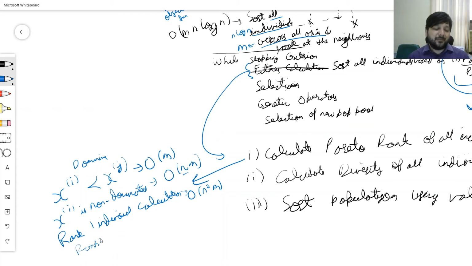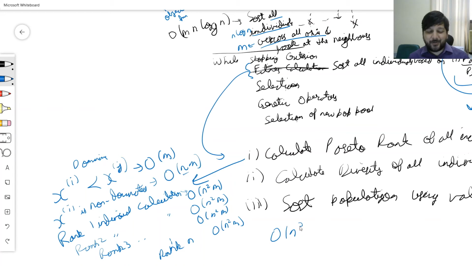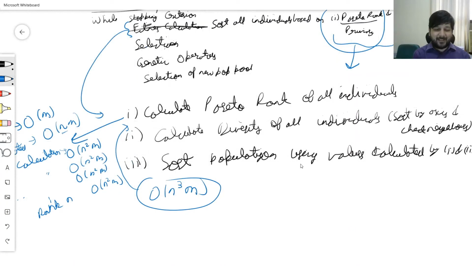Similarly, rank 2 individuals will be n square m. Rank 3 individuals will be n square m. And how many total ranks are possible? Maximum number of ranks possible is n. So it's O of n square m plus O of n square m plus O of n square m, so this is n cube m complexity, and that's too large. So far, sorting population using this is n log n. This was n square, but I could reduce it to n log n. This one is n cube m, that's too large.